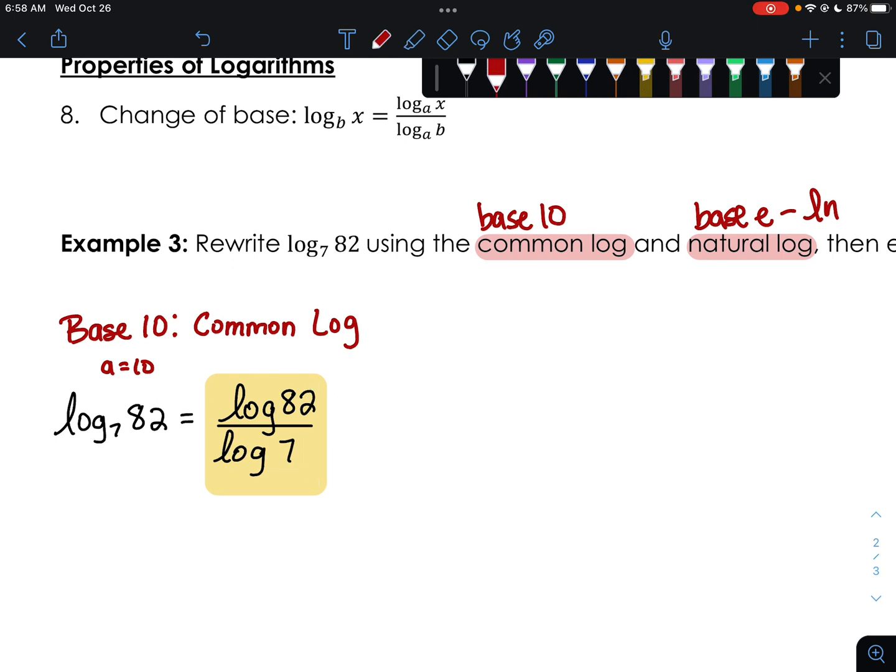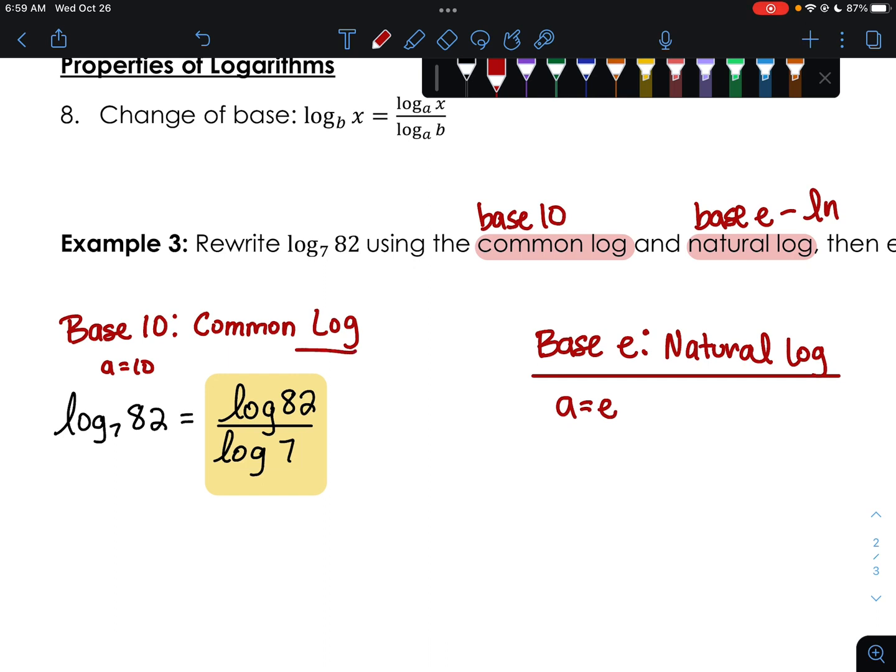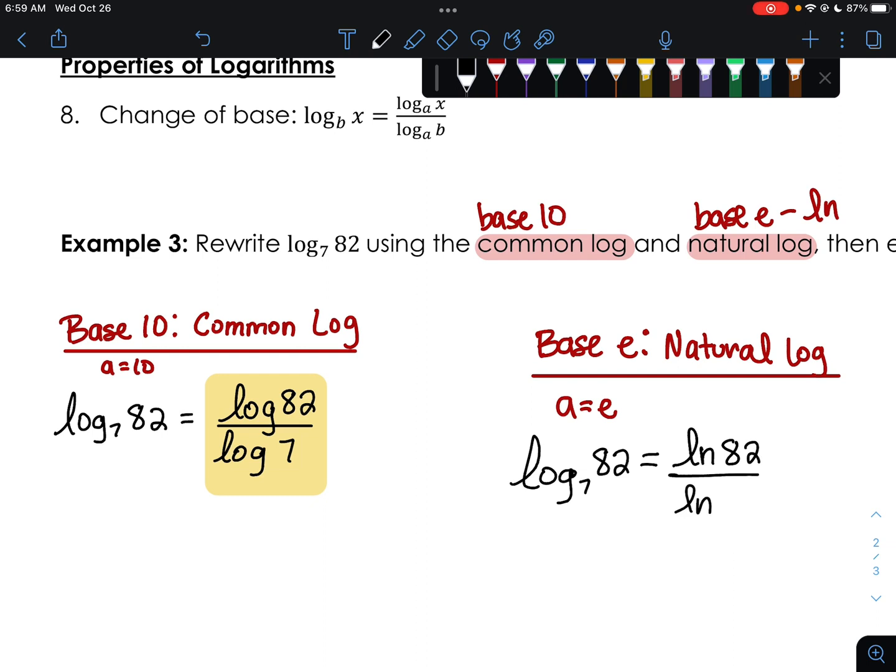So now we want to do the base e, which is the natural log. So a is going to be e, our base e. So we have log base 7 of 82 is equal to the natural log of our number over the natural log of our base. And that's it for change of base. That's all you have to do. So now we're going to evaluate it.